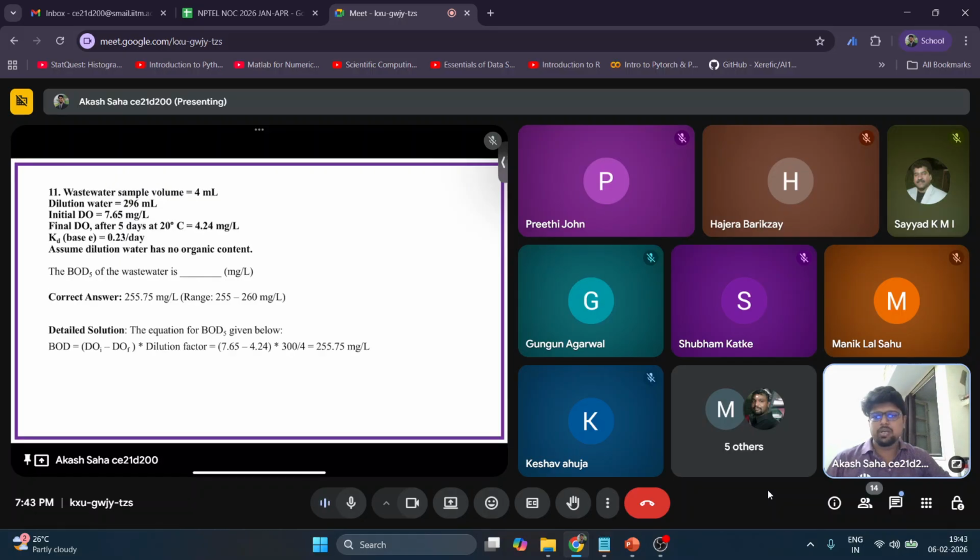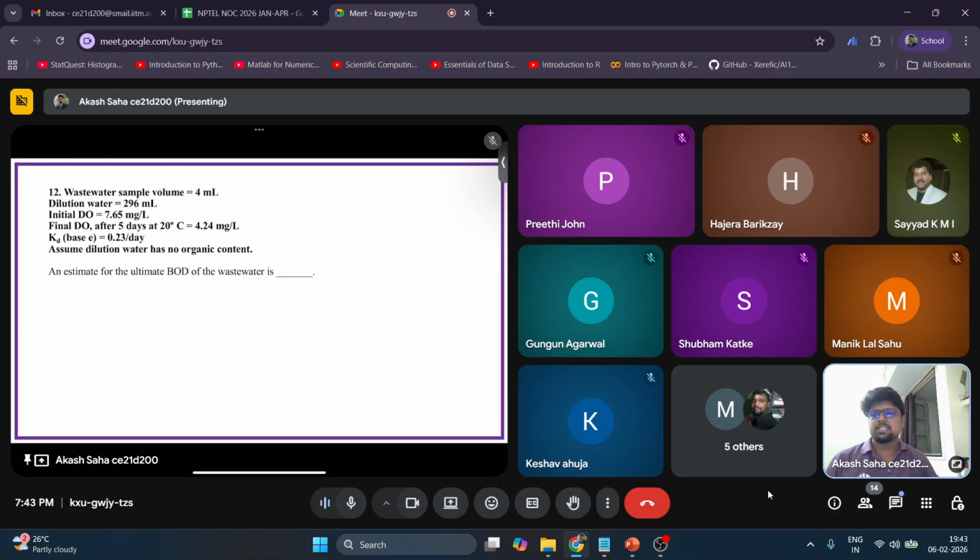These types of numerical problems will come. Next problem, exactly the same problem. Now you have to tell me what is the ultimate BOD. There is a direct formula. What we found in the previous problem is the 5-day BOD, right? So now what is the ultimate BOD?